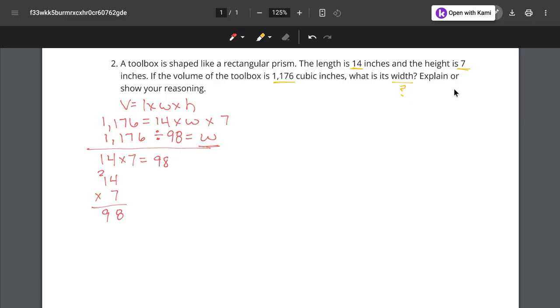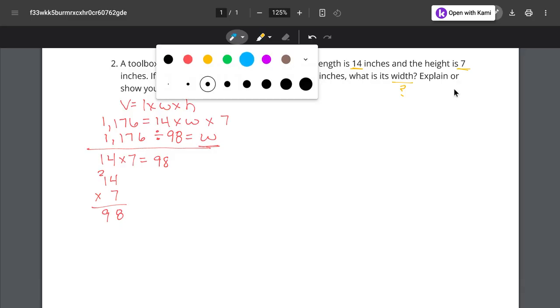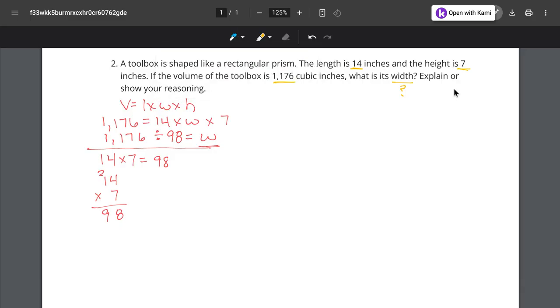So let's go ahead and do some division now so that we can figure out what the width of the rectangular prism is. I'm going to put my division work in blue just to set it apart from the thoughts that we already had as we've begun breaking down this word problem. So inside my division box, I will put my dividend, and I have 1,176. Now outside my division box, I have my 98.